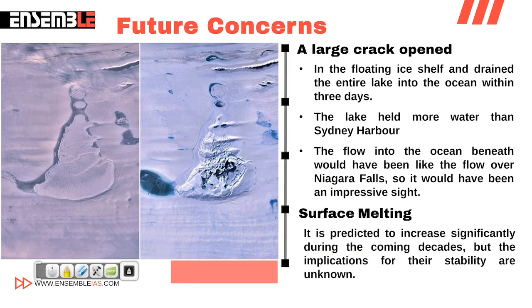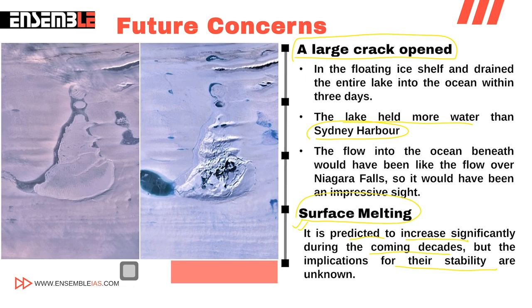Moving next, the other future concern is large lakes opening. So maybe in many areas this kind of lake can open, and this equivalent lake held more water than Sydney Harbour as well. And they disappear in a very small span of time, 3 days, 2 days or 4 days. And surface melting is another apprehension and danger to those areas. It is predicted to increase significantly during the coming decades, but the implication for their stability, like how they will be stable, is largely unknown. So the research is still going on in this field.